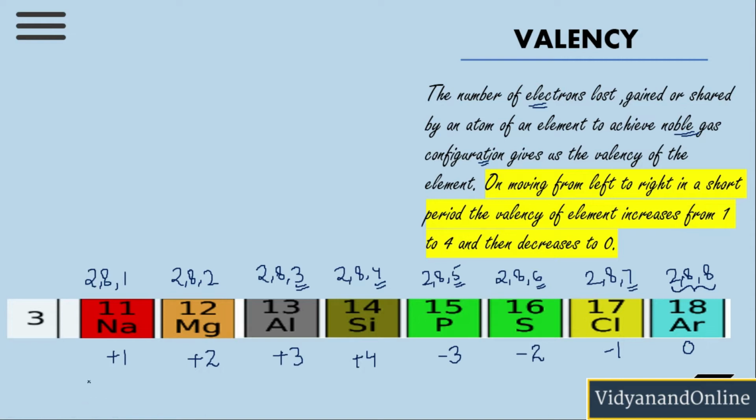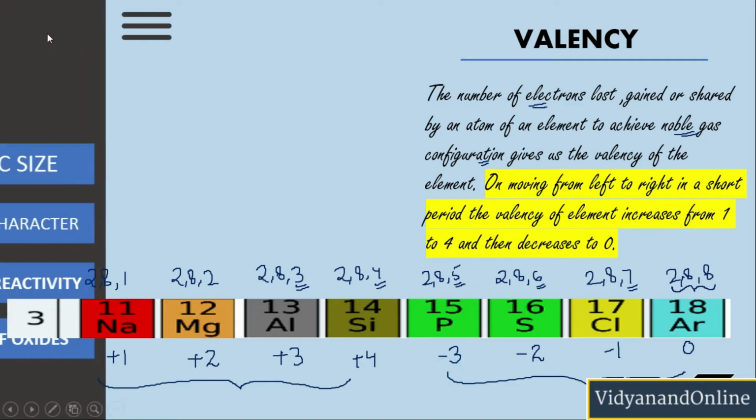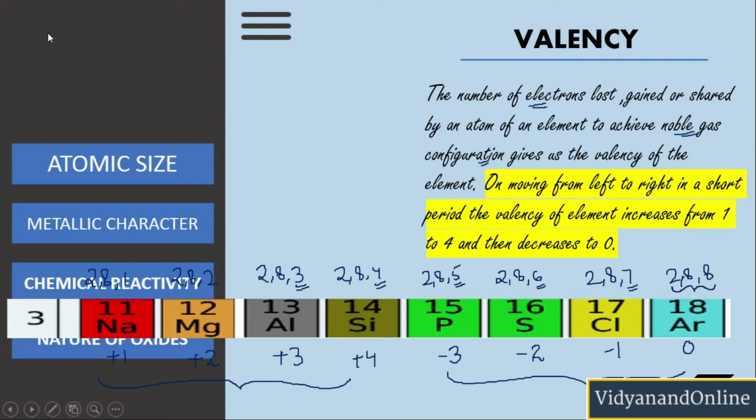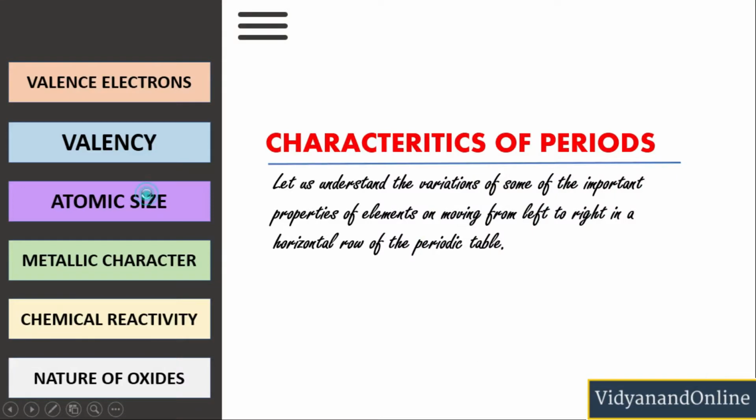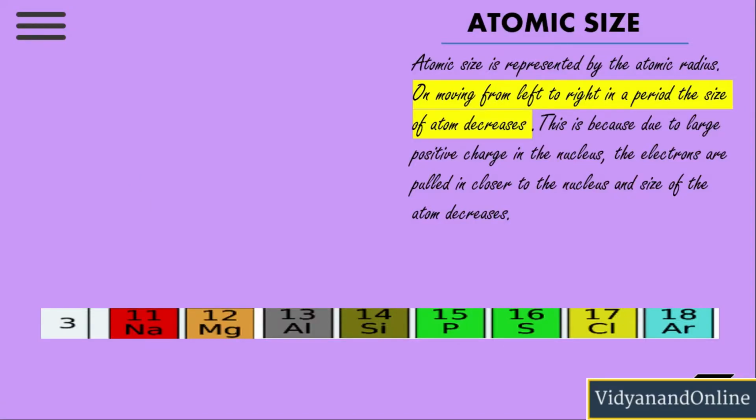So if you see here, the valency first increases from 1 to 4 and then it decreases from -3 to 0. So we have covered valency and valence electrons. Now let us talk about atomic size. The atomic size is actually represented by the atomic radius.